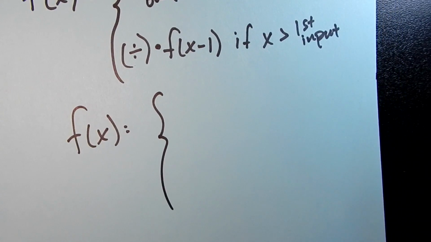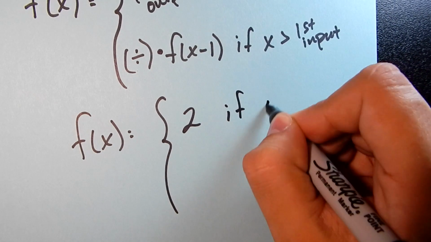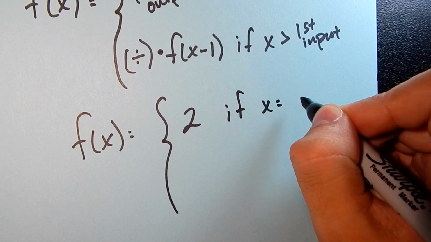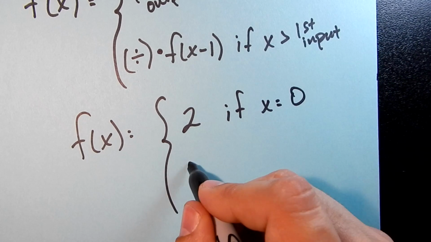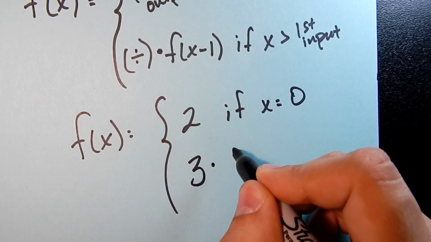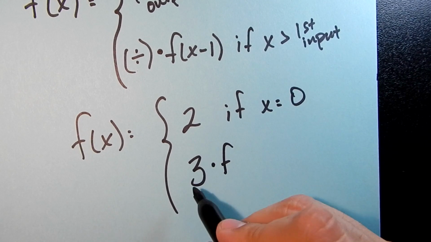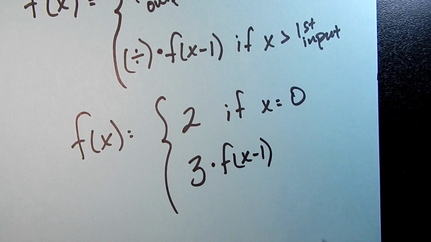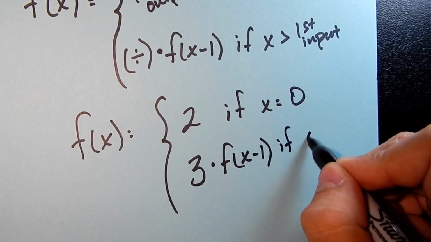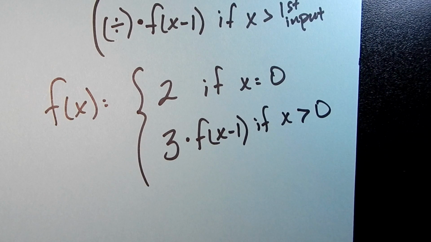So our recursive rule for this particular function is f of x is equal to, our first output was 2, if x is the first input, which is 0. And for the rest of this, we're going to say 3 times f of x minus 1, now 3 was our constant ratio, so that's the previous output, if x is greater than 0. And that's all we have for the recursive rule for an exponential function.